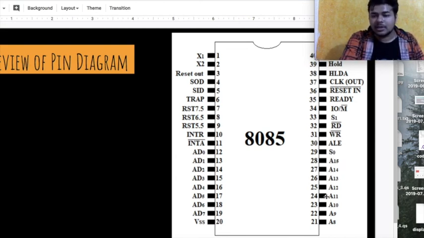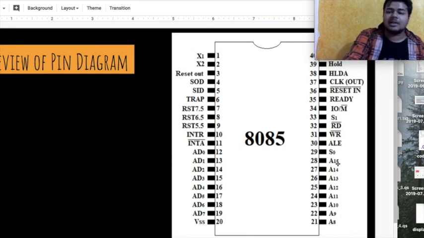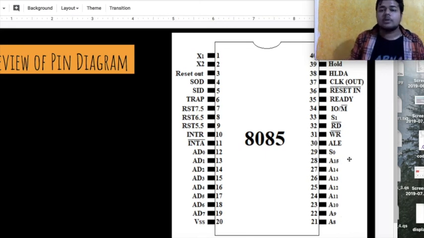S0, I have explained. A8 to A15 are address buses. This was all about a brief description of all the pins of 8085.